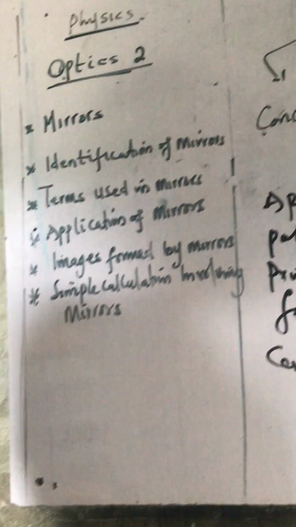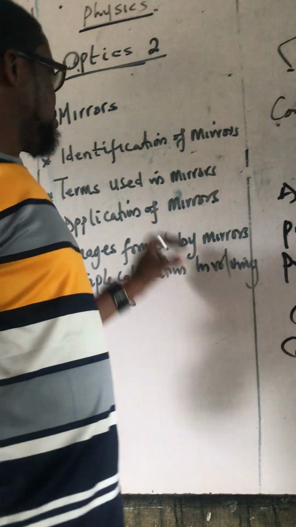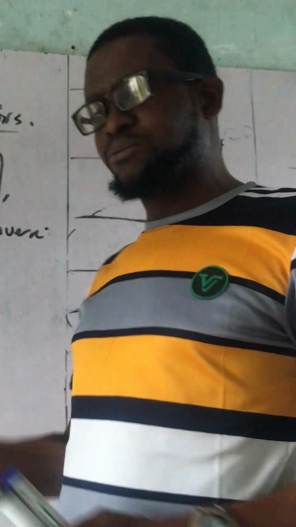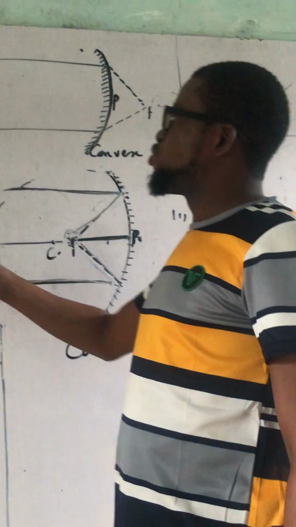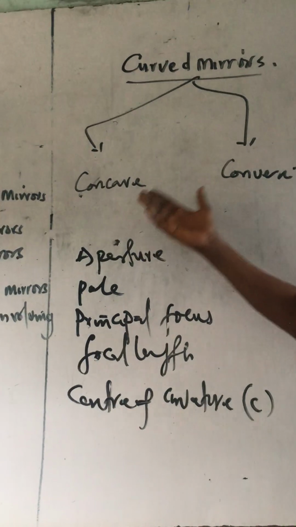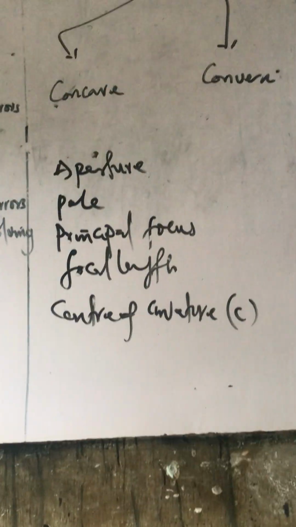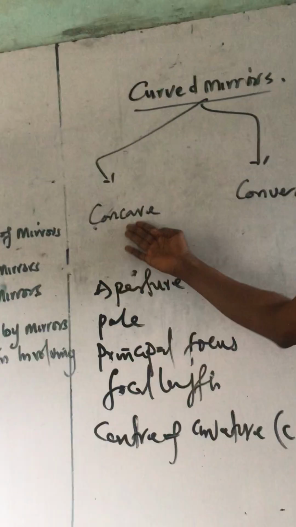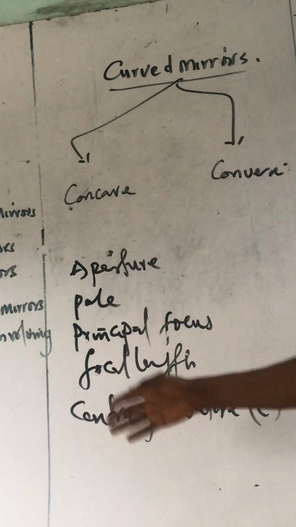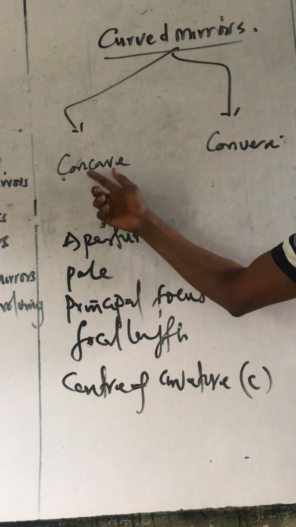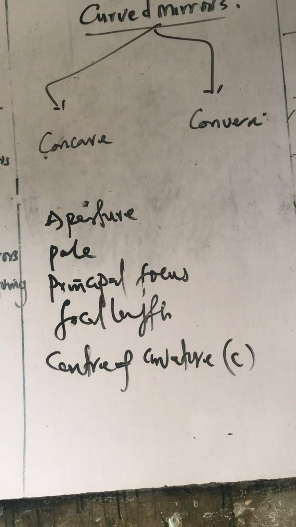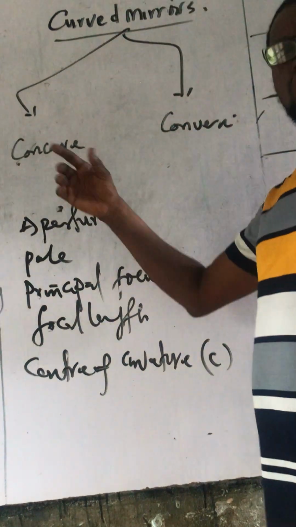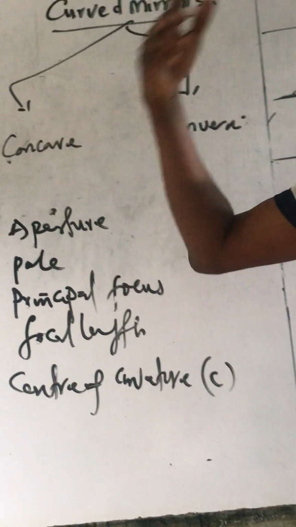Now, application of mirrors. I'm talking about application of curved mirror now. When I say application of mirror, I'm talking about curved mirror. I have two types of mirror on the board. So I have concave and I have convex. This one can be used in shaving. So shaving mirror is an example of concave mirror. This one can also be used in other optical instruments like microscope, telescope.